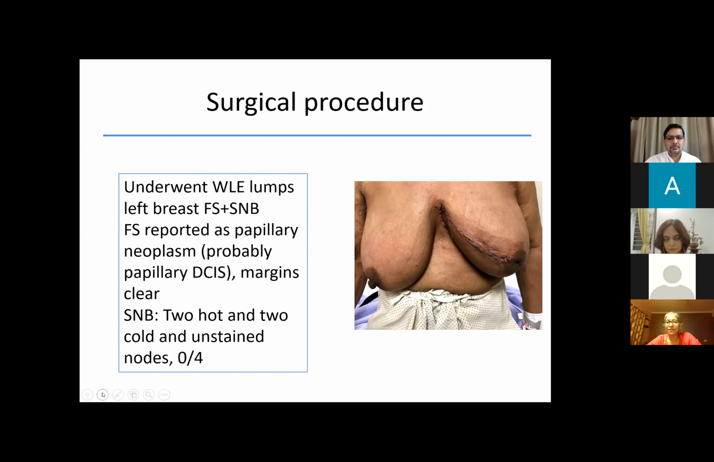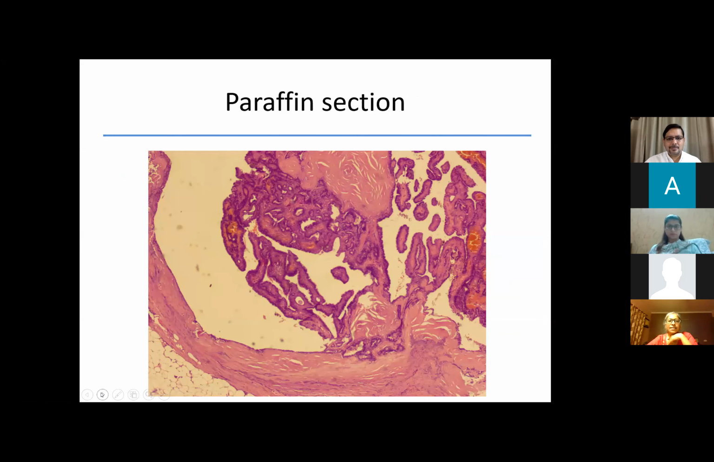Yes, ma'am. Even at medial location, unless it is close to the nipple, if it is away from the nipple, we can also do some local, and we can create some space between the chest wall and the needle. So by injecting some local, we can create a space and we can do a vacuum assisted removal for the lump. Right. So Dr. Ruchika, this is her actual paraffin section report.